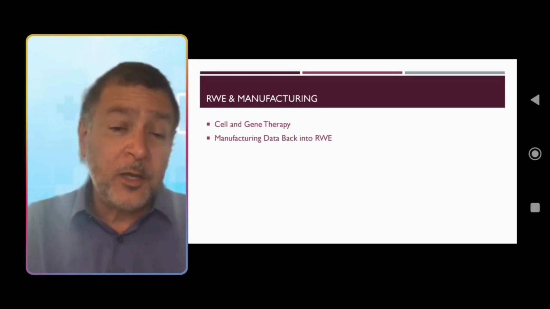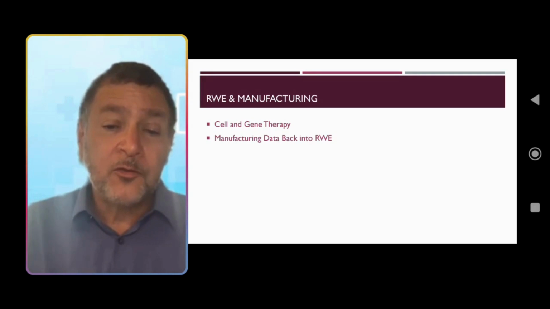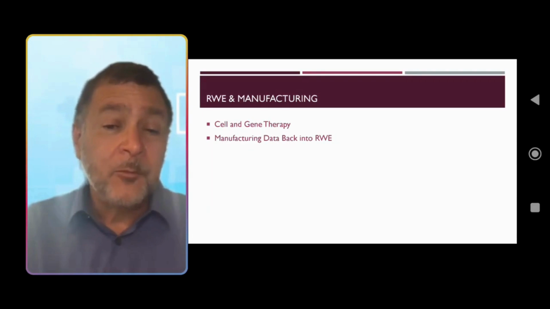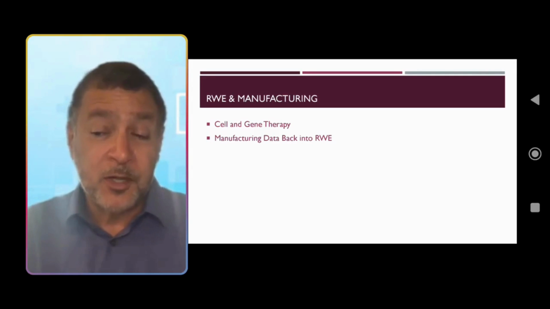So in terms of why we would want to potentially start to connect RWE and manufacturing, there are two primary reasons. The first is this idea that the patient is, if not the therapy, maybe the raw material for the therapy. Because of that, in cell and gene therapy, the evidence that we have about the patient is also going to be relevant to the manufacturing process when we're doing personalized cell and gene therapy. That's going to create a whole new challenge for us.